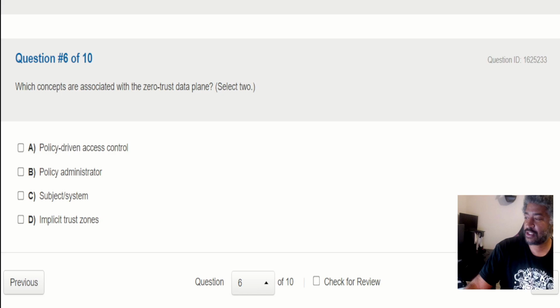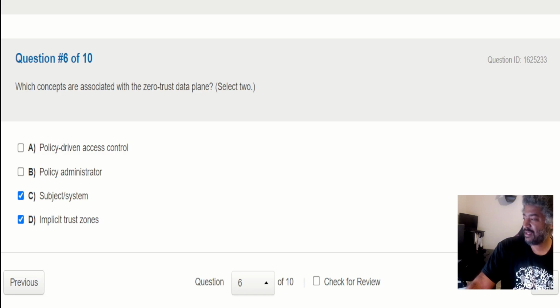All right, so which concepts are associated with zero trust data plane? So you have policy-driven access controls, policy administrator, subject systems, and implicit trust zones. Give you guys a few minutes to answer this one. Okay, so our answer is going to be subject systems, as well as implicit trust zones. So implicit trust zones and subject systems are associated with a zero trust data plane.